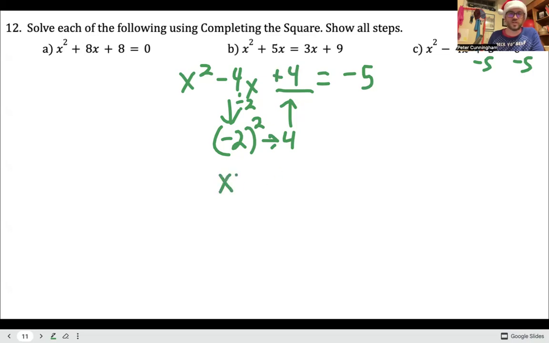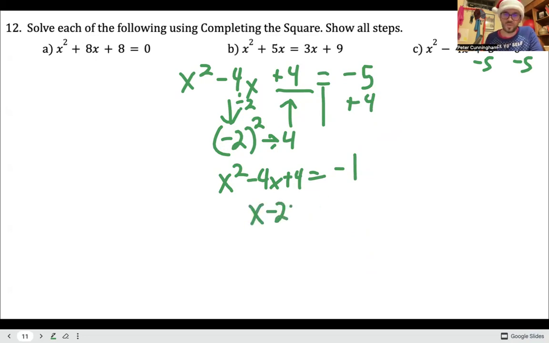So I have x squared minus 4x plus 4 equals, ooh, almost did it again there, Peter. Don't forget to add 4 there. Equals -1. So x minus 2 squared equals -1. Got a square root of a negative. Alert, alert, square root of a negative. We have a floating parabola.